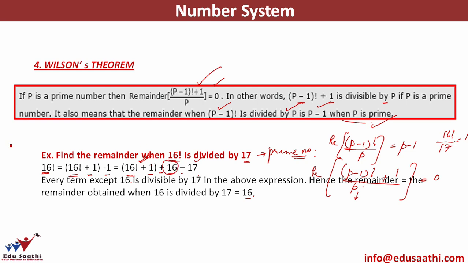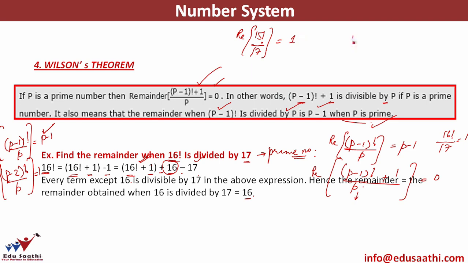So the only thing that you need to remember is p minus 1 factorial when divided by p would give a remainder of p minus 1. The other thing is p minus 2 factorial when divided by p would give me a remainder of plus 1. Here the remainder is minus 1, here the remainder is plus 1. So if the question would have been what is the remainder when 15 factorial is divided by 17, the remainder in that case would be 1. 16 factorial divided by 17, the remainder in that case would be 16.